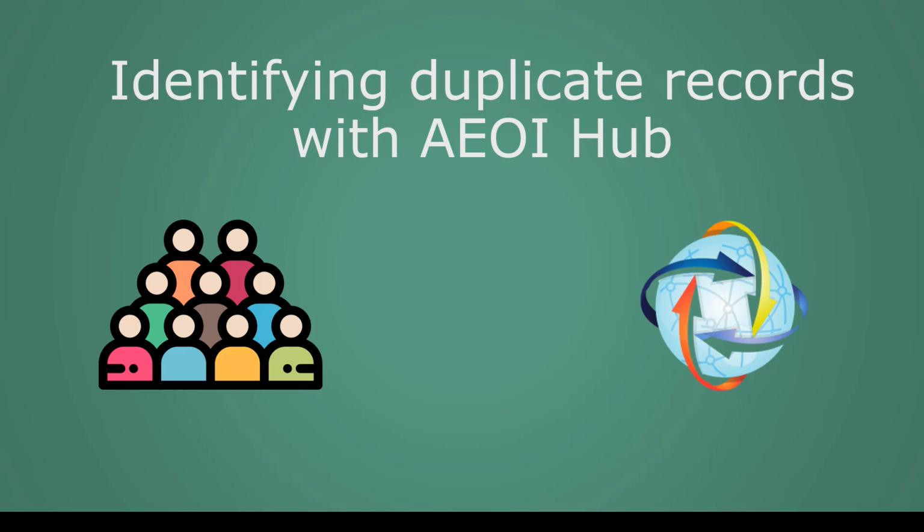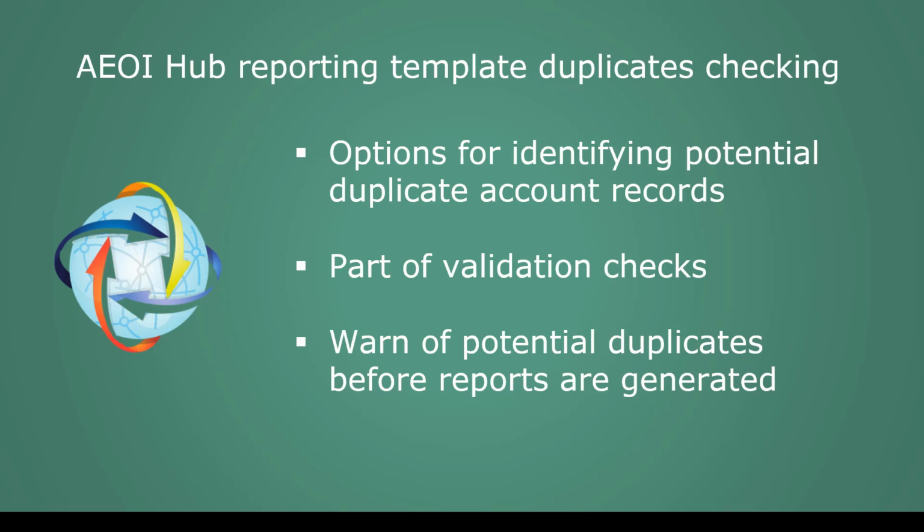Fortunately, with AOI Hub reporting templates, we include a number of options for identifying potential duplicates, which is all part of our standard validation checks and can warn you of potential duplicates before reports are generated. Let's take a look.